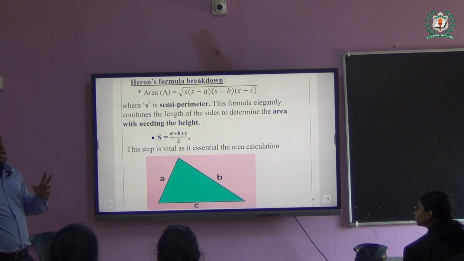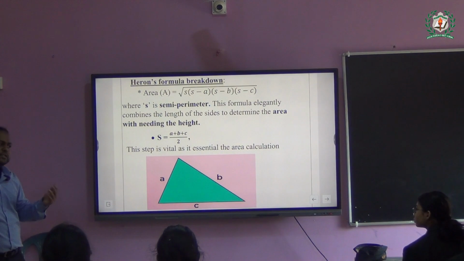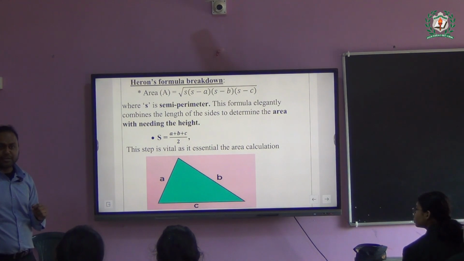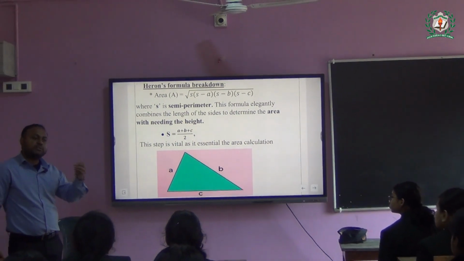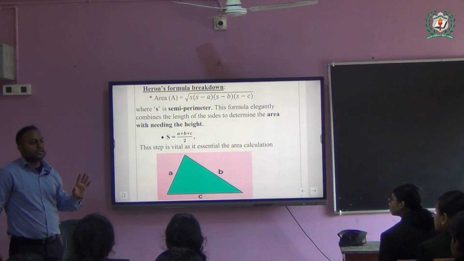While we calculate, know that the semi-perimeter works for any triangle whose three sides are known. It's not only useful for the scalene, it is also useful for the isosceles as well as equilateral. Because in the previous classes we were limited to only one formula, that is half into base into height. But this formula we are going to use to calculate the area whatever the sides are given. We will easily calculate it without any problems or hesitation.